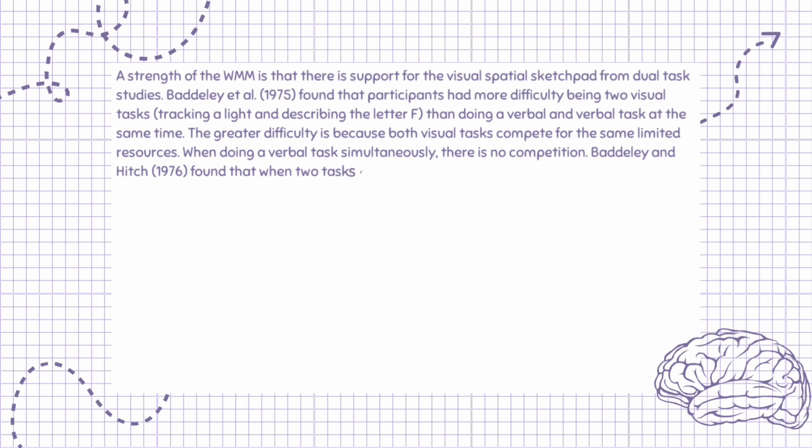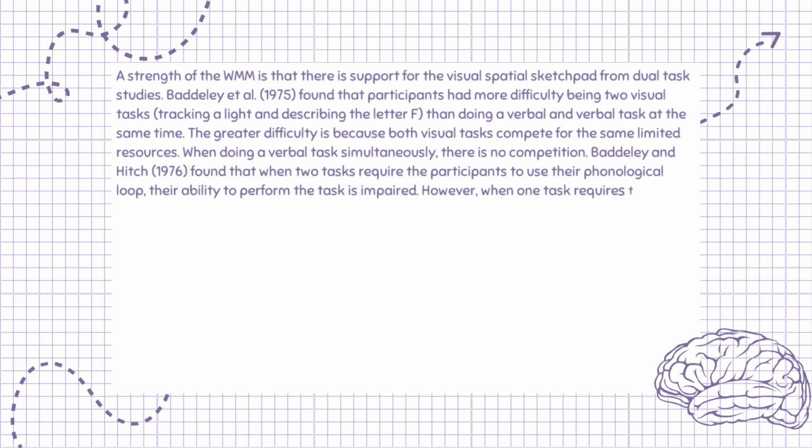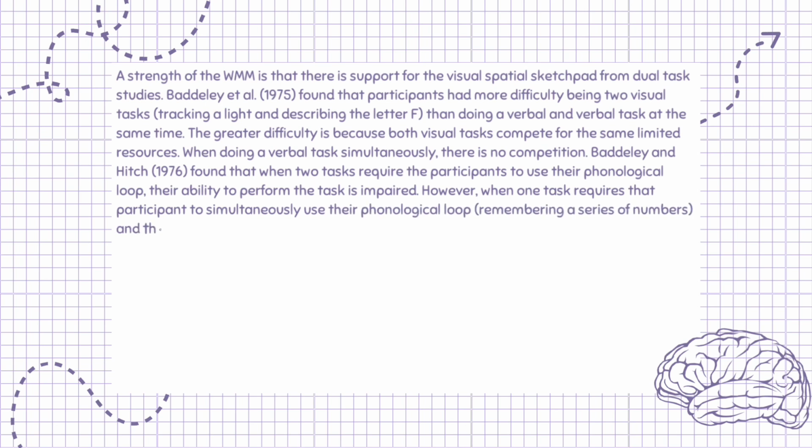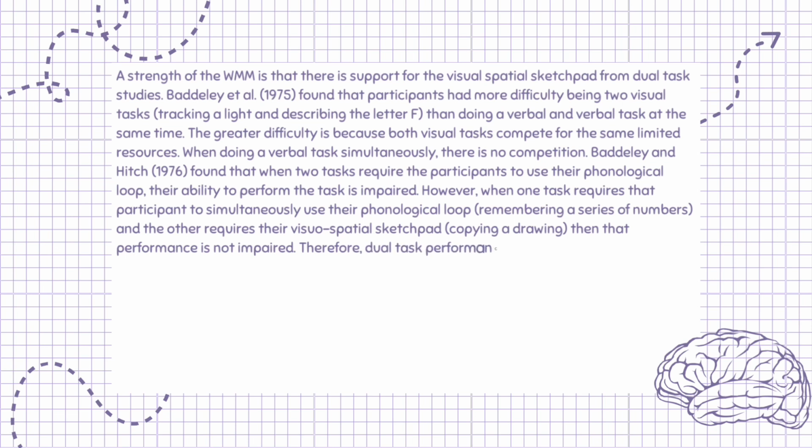Baddeley and Hitch, 1976, found that when two tasks require the participants to use their phonological loop, their ability to perform the task is impaired. However, when one task requires that participant to simultaneously use their phonological loop, remembering a series of numbers, and the other requires their visuospatial sketchpad, copying a drawing, then that performance is not impaired. Therefore, dual task performance activity provides evidence for the existence of the visuospatial sketchpad.